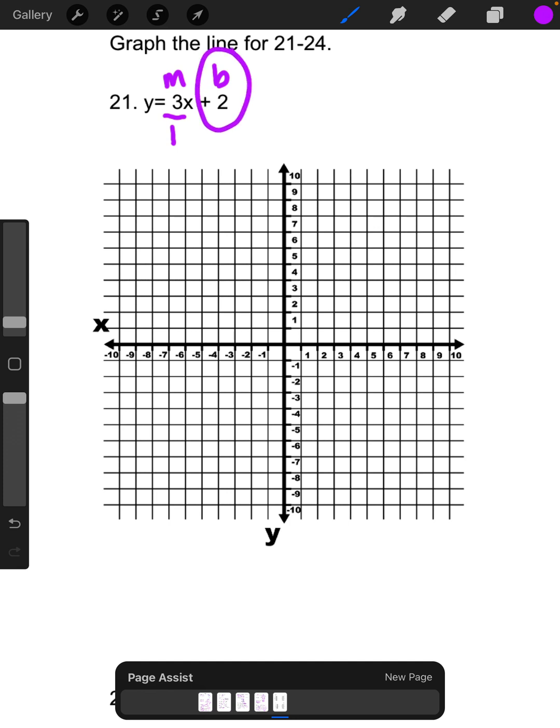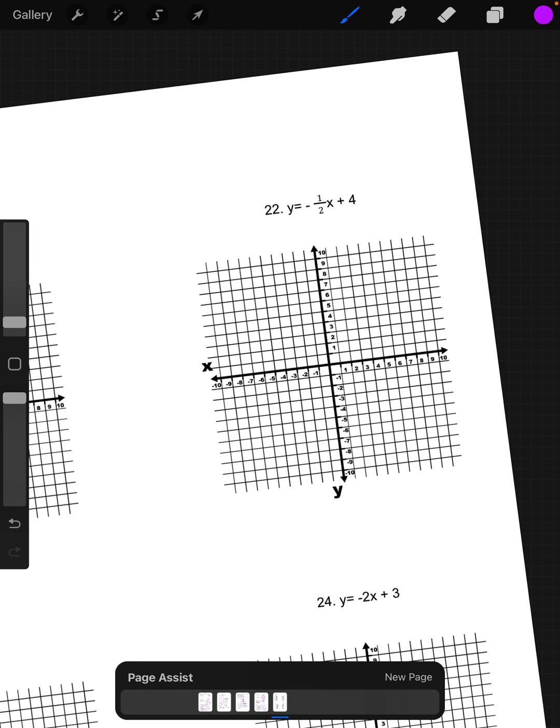So I'm going to go ahead and find my y-intercept. That's where I'm going to start. So from the origin, I'm going to count up 2 and put my point at my y-intercept. And then my slope is just rise over run. So I'm rising 3, 1, 2, 3, run 1. Rise 3, run 1. Rise 3, run 1. And then I'm going to connect my dots. Make sure you put your arrows on the end. And that is the line for that.